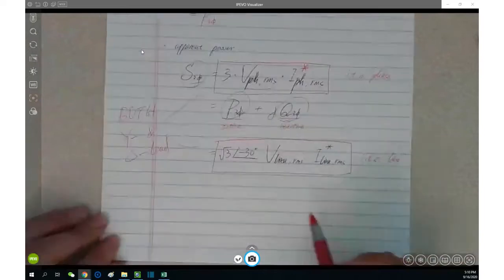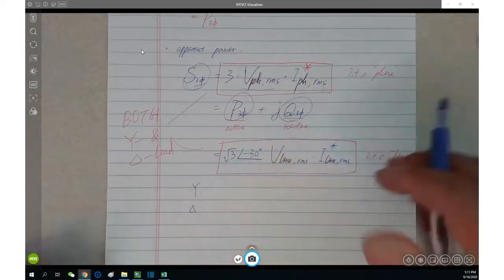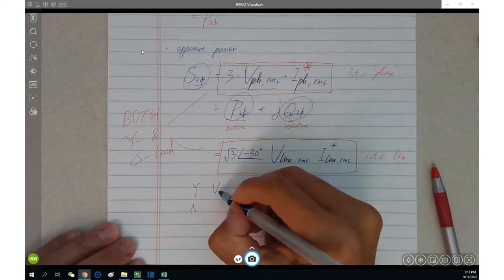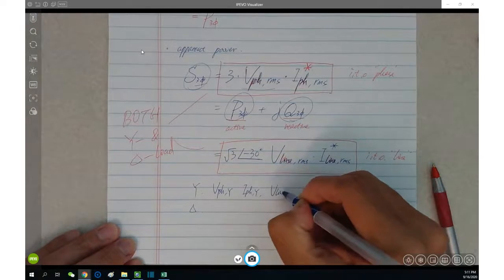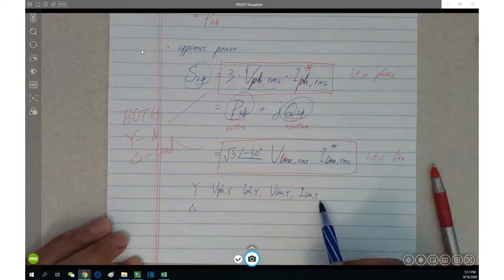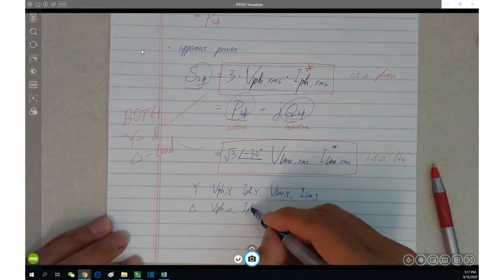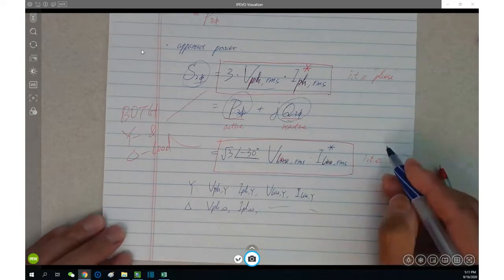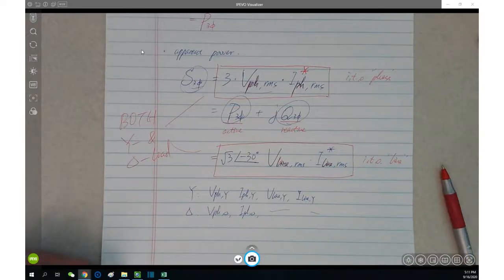However, in the exam, I think the best way to express your answer is like this. For example, you have a Y load or a delta load. When you write equations, express them as voltage phase of the Y load, current phase of the Y load, voltage line of the Y load, or current line of the Y load. So clear. Same thing here: V phase delta, I phase delta, and so on. It's so clear, because we're going to use the per phase circuit to solve the problem.